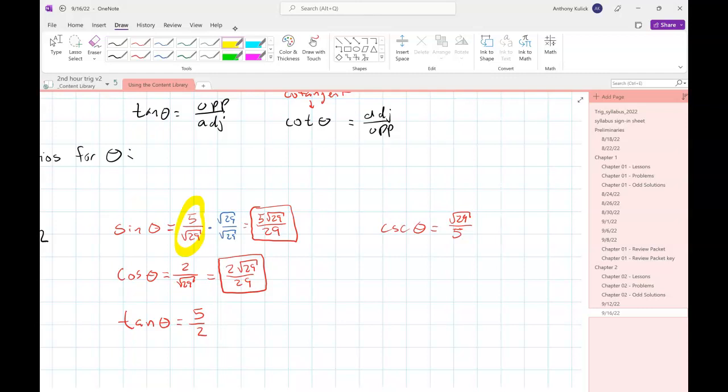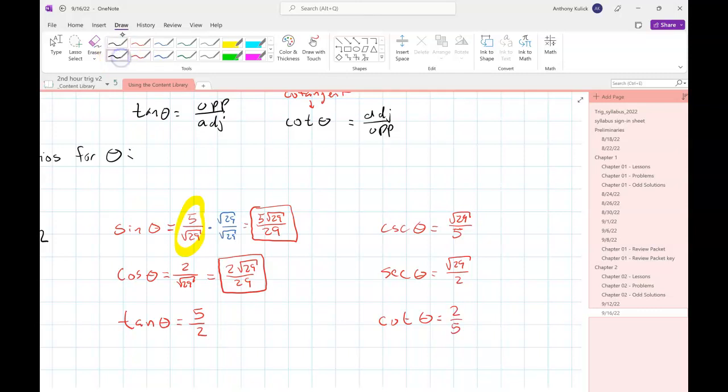We cool? Okay, what's cosine or secant going to be? Square root 29/2. And cotangent? 2/5.